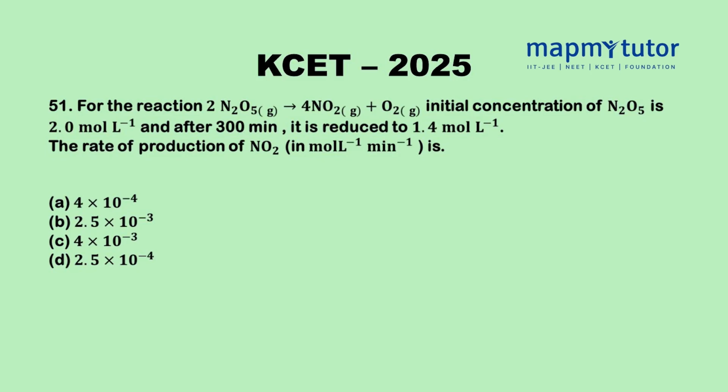For the reaction 2N2O5, see how many questions are given from chemical kinetics. The last two questions were also from there. This is also from chemical kinetics. For the reaction 2N2O5 gives 4NO2 plus O2, the initial concentration of N2O5 is 2 mole per liter. And after 300 minutes, it is reduced to 1.4 mole per liter. The rate of production of NO2.